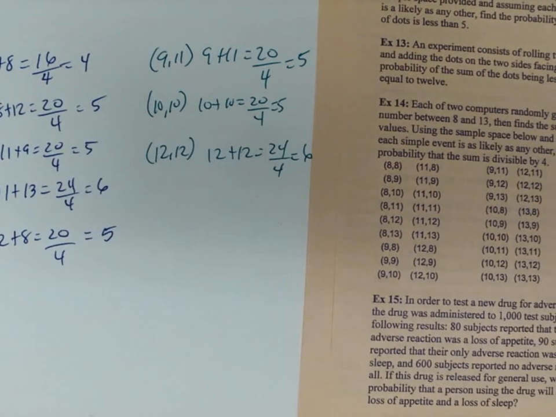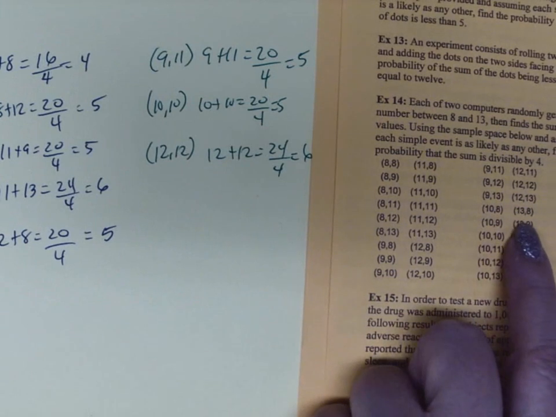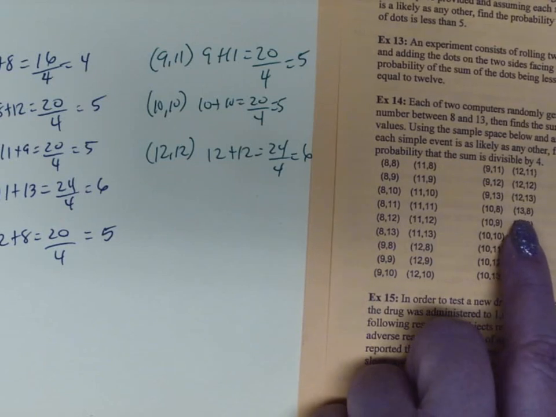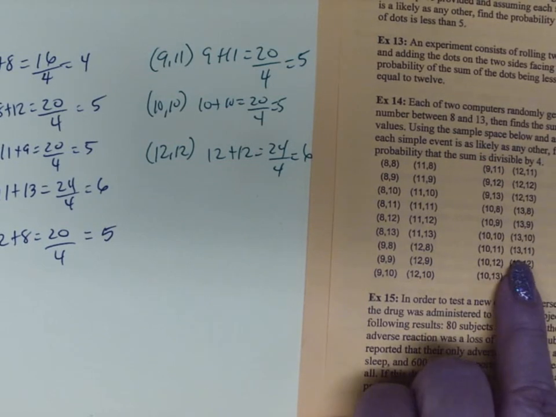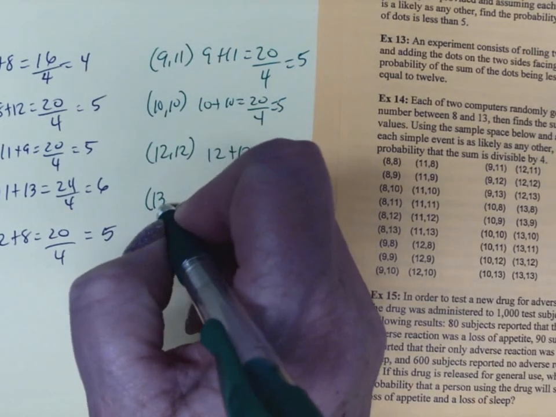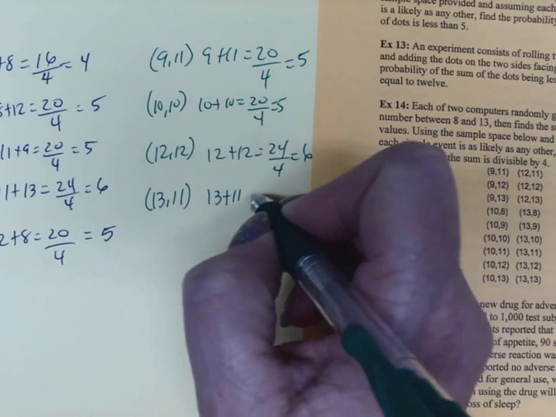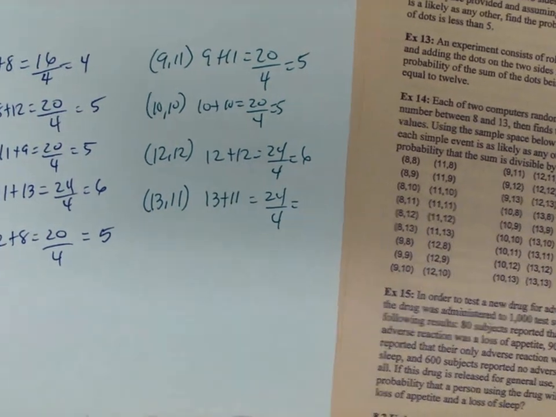That would get us a 6. 12 plus 13 is 25. 13 plus 8 would be 21. 13 plus 9 is 22. 13 plus 10 is 23. 13 plus 11 would be 24. 13 plus 11 equals 24. Divide by 4. Again, will get us 6.